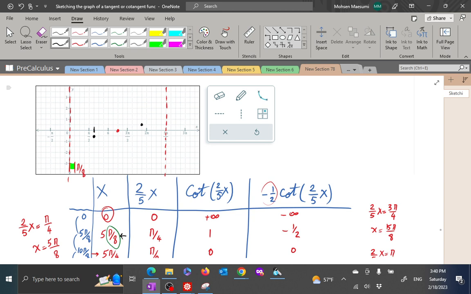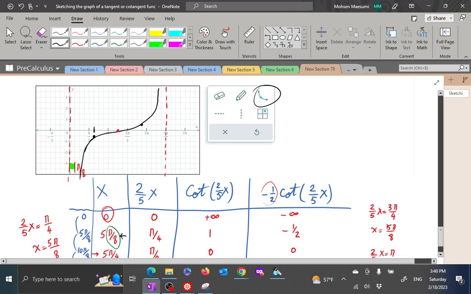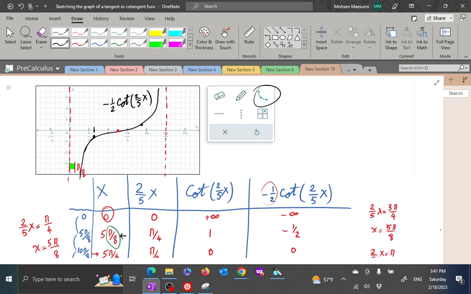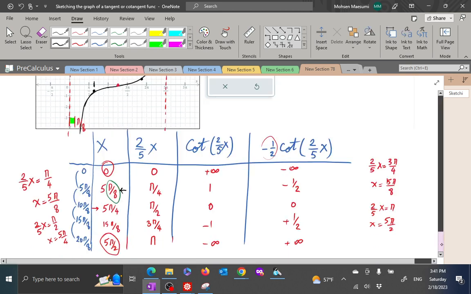After you have these 3 points, you click, and presumably you're going to get something like this. This is the graph of minus 1/2 of cotangent of 2/5 of x. So notice that the horizontal axis wasn't conveniently labeled for us this time. We had to go around and figure it out ourselves.